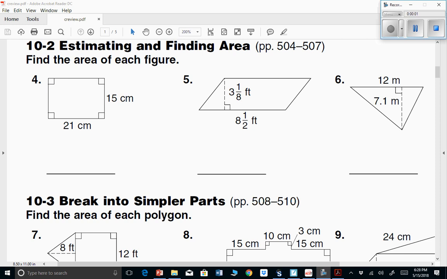This is 6th grade math, chapter 10 review, part 2. Okay, let's do one more area problem. This one is the area of a triangle.